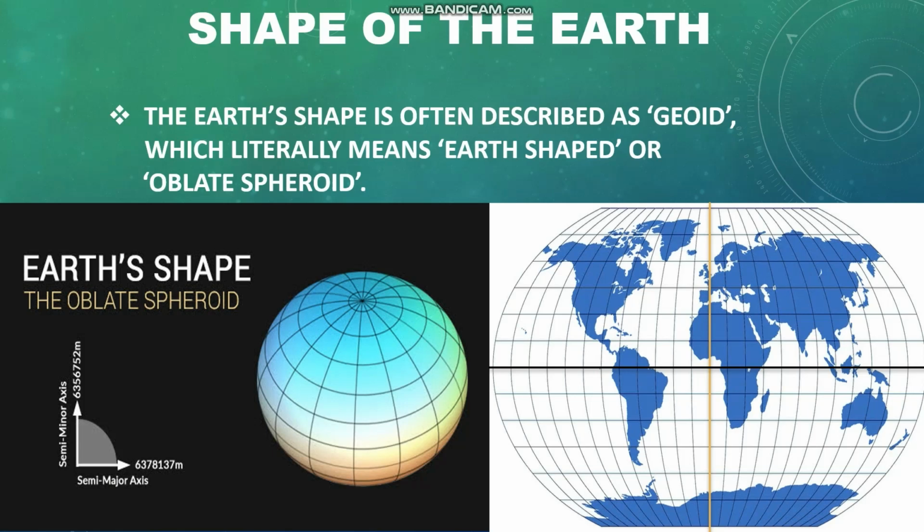You can see in the second picture, the polar area, that is the North Pole and the South Pole, the Earth is flattened. Earth is flattened at the poles and bulges at the equator, and it is elongated in the equator region. So it is called geoid, or Earth shape, or oblate spheroid.